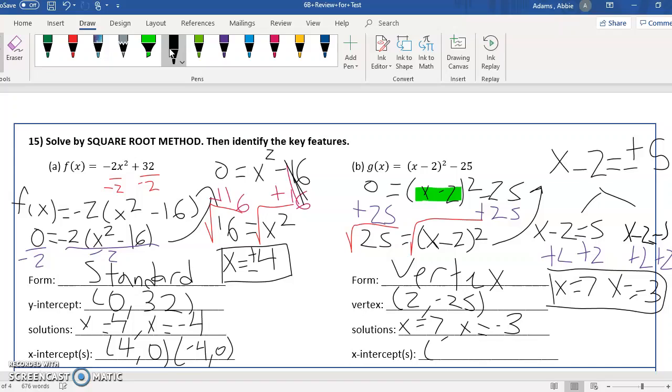And if I write them as x-intercepts or as ordered pairs, we know our g of x was 0, so the function was equal to 0. So I can say (7, 0) and (negative 3, 0).